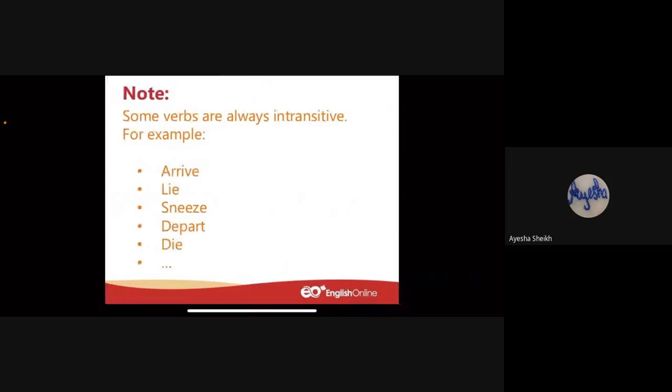Note. Some verbs are always intransitive. For example, arrive, lie, sneeze, depart, die, etc. So these are the examples of intransitive verbs. When these verbs are used in the sentences, there will be no objects. And so this kind of verbs are called intransitive verbs.